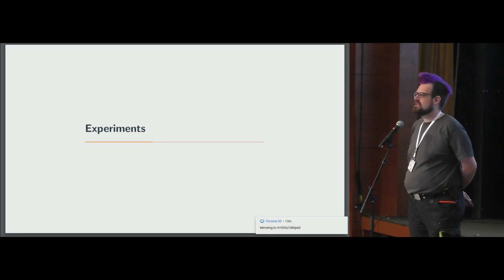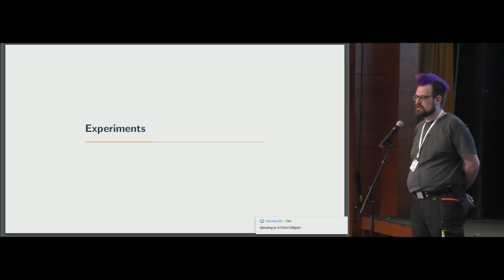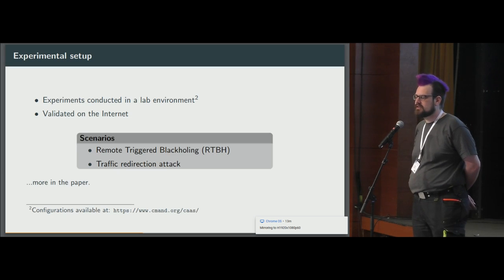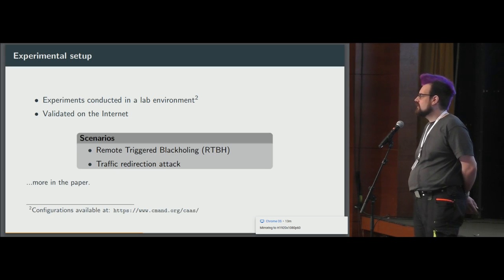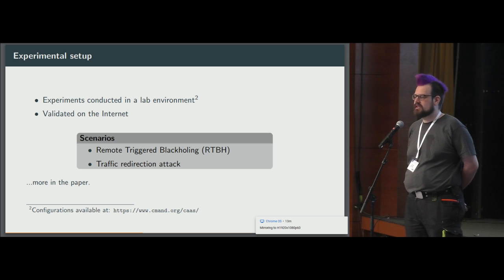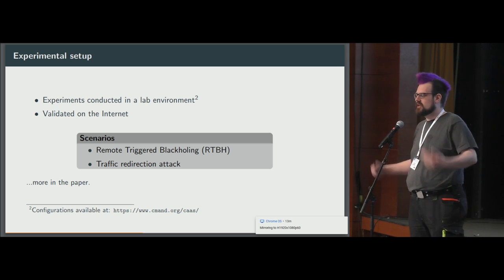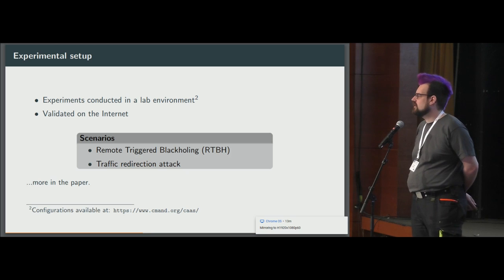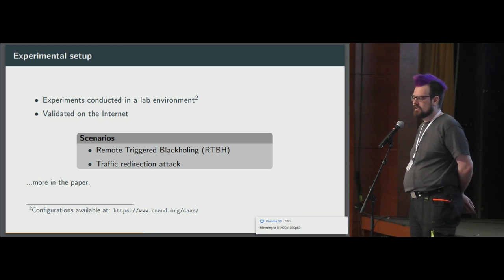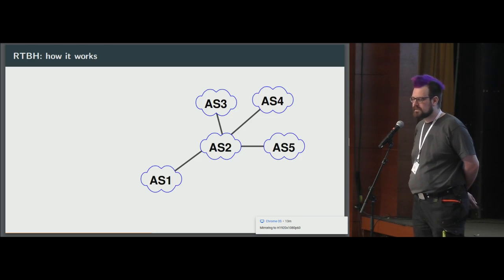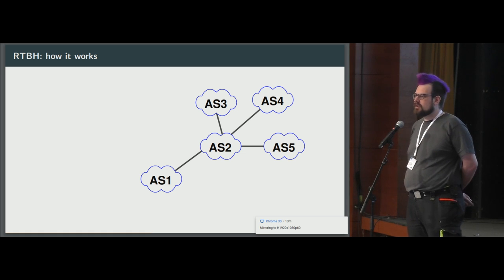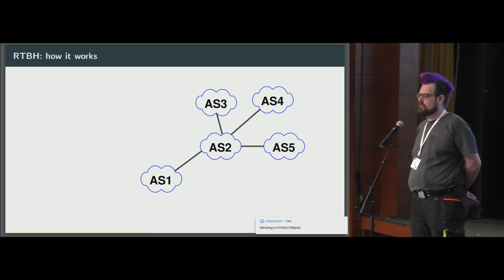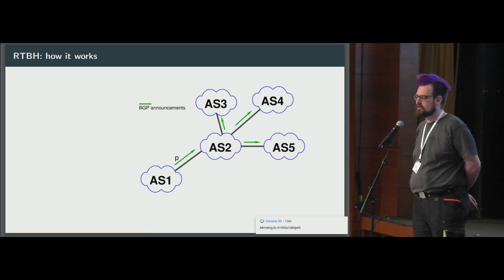Now coming to the experiments that we did to show that there actually are some problems out there in the internet. All of the experiments were done first in a lab environment and then validated on the internet with, of course, operator consent. And I will show two different scenarios in this talk. There are more in the paper, and the configuration of our routers are available publicly. So first, going back again, and giving an intro, how is remote triggered black holing supposed to work? So we know what we are talking about.